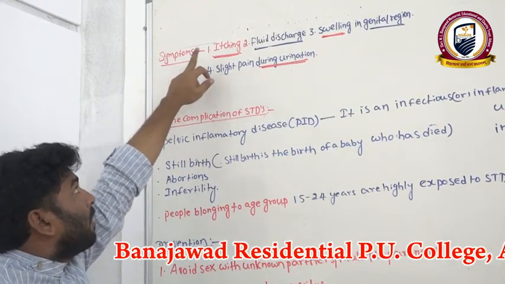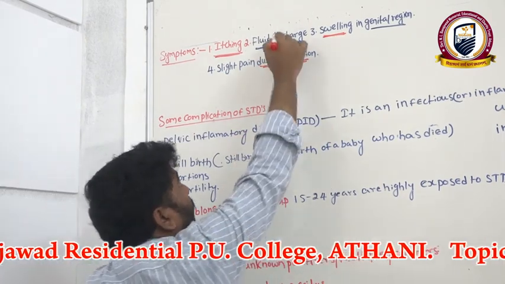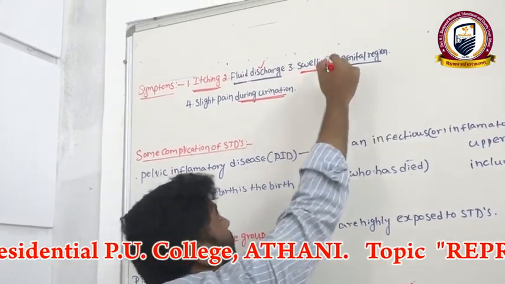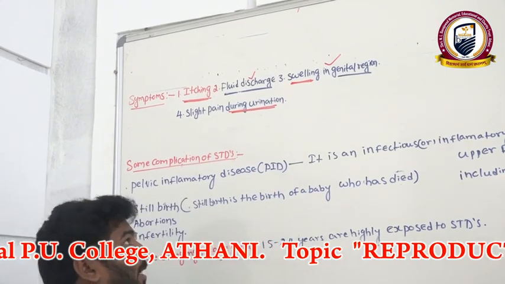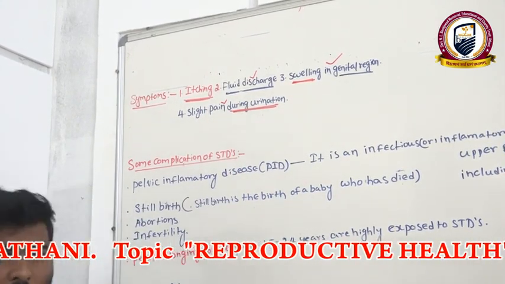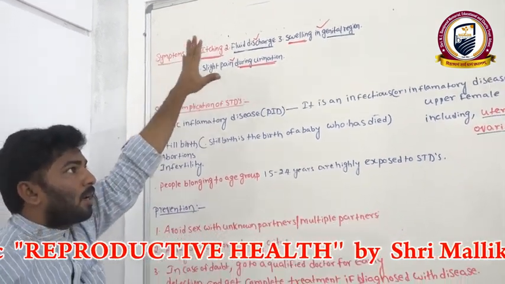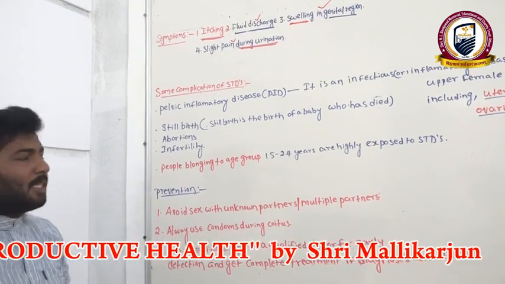The symptoms are: first one is itching. Second one is fluid discharge. Third one is swelling in genital organs or genital regions. And fourth one is slight pain during the urination process. Clear? These are the symptoms which are caused due to sexually transmitted diseases.